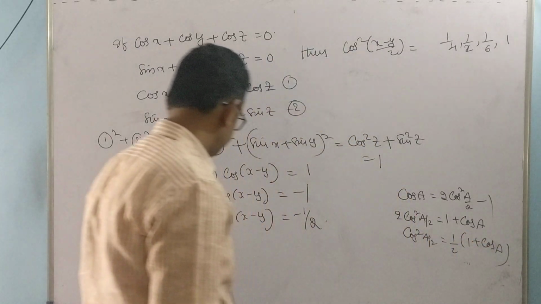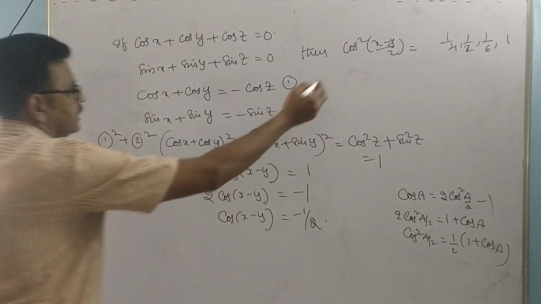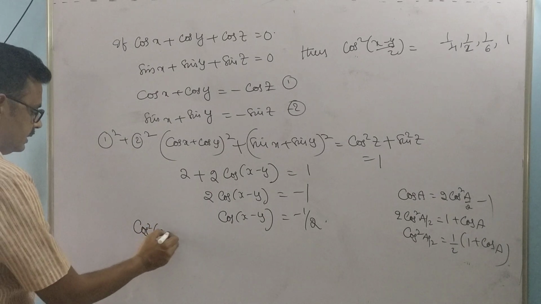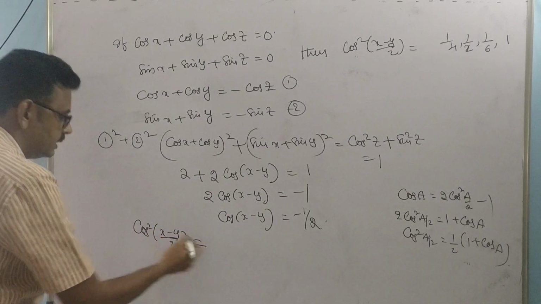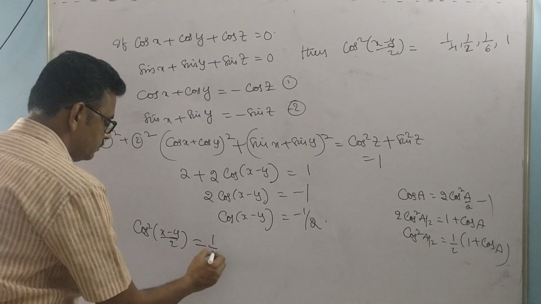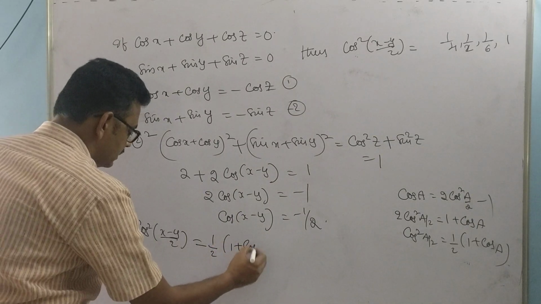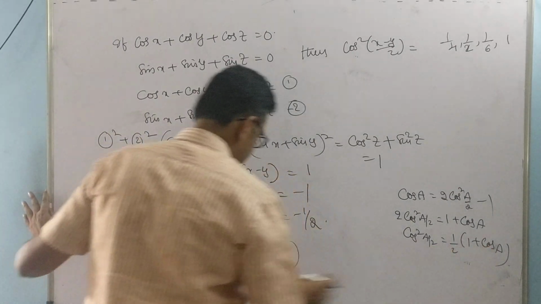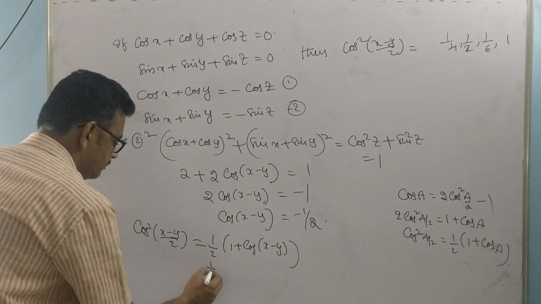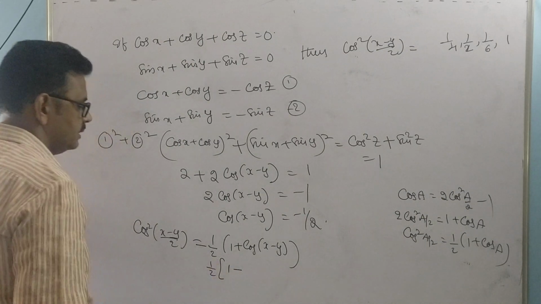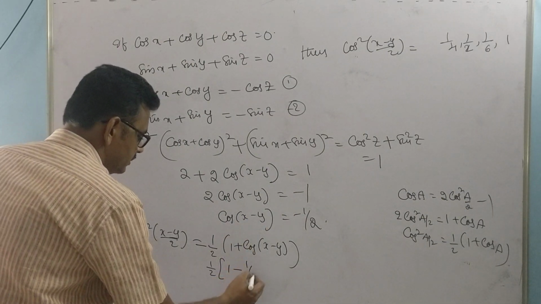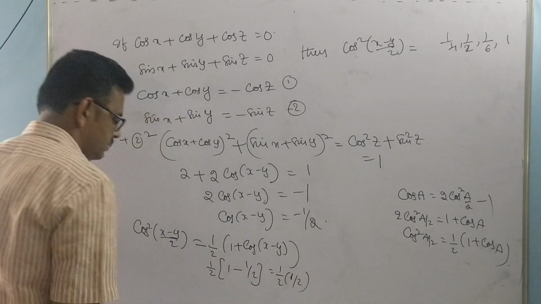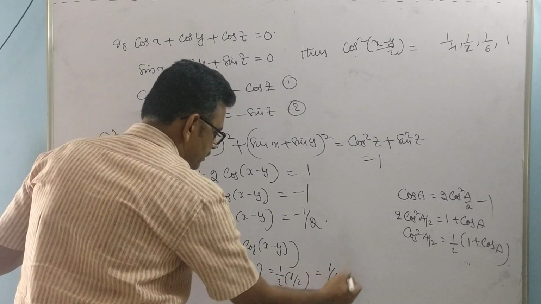Now using this result, we have to calculate this one. Cos square of (x minus y) by 2 is equal to 1 by 2 of (1 plus cos of (x minus y)). So that is equal to 1 by 2 of (1 minus 1 by 2), which is 1 by 2 times 1 by 2, equal to 1 by 4.